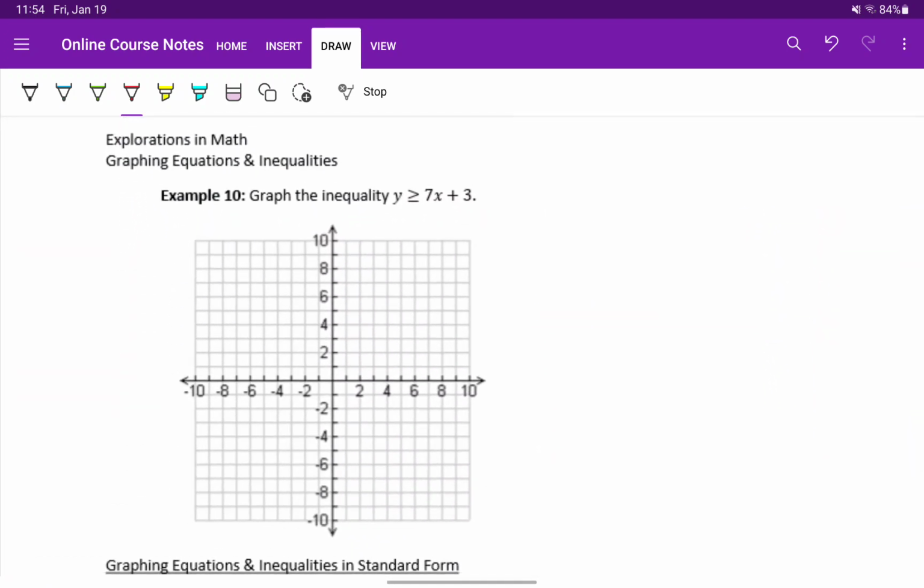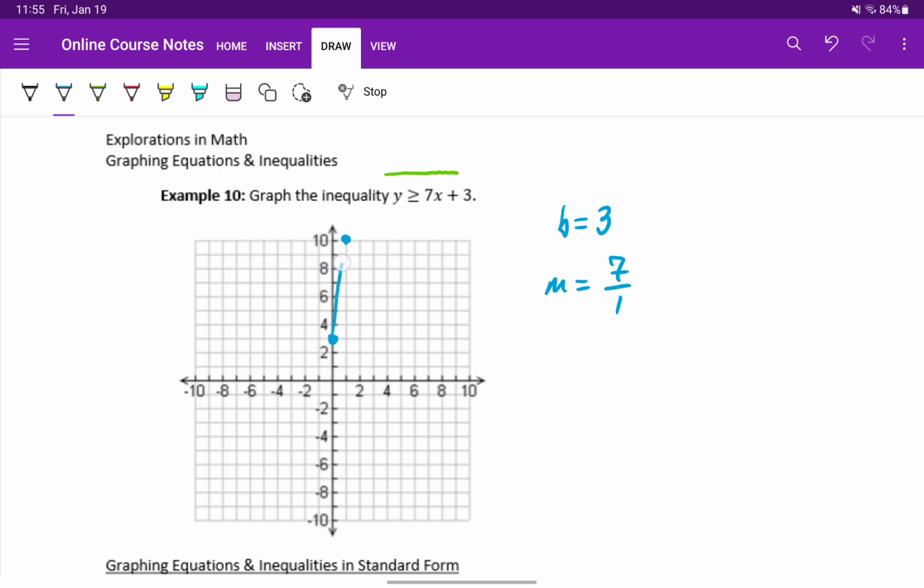In example 10, we have a similar problem, but one of our changes is that now instead of a strict inequality, we have a greater than or equal to statement. Anytime we have that or equal to statement, we're going to use a solid line to graph that boundary line. We'll start off by identifying our y-intercept, which will be at (0, 3), and our slope, which will be 7 over 1. So to get to our next point, we'll go up 7 and over 1.